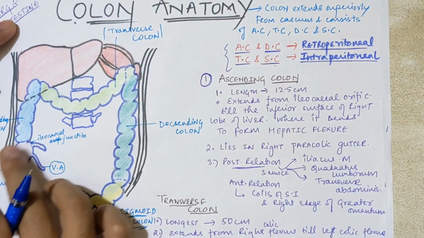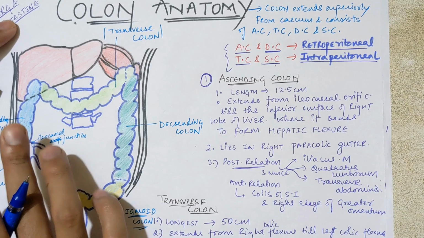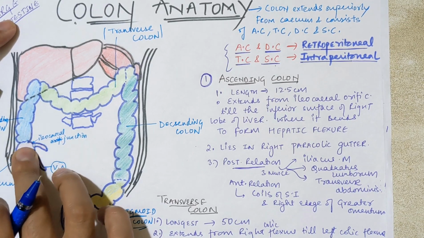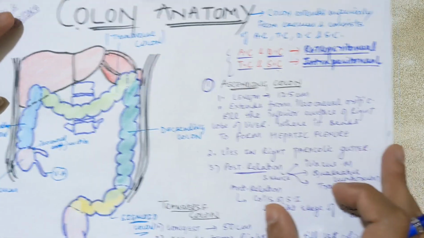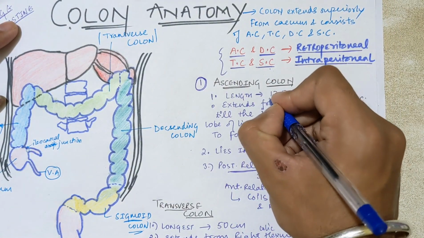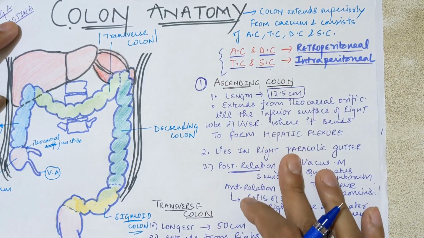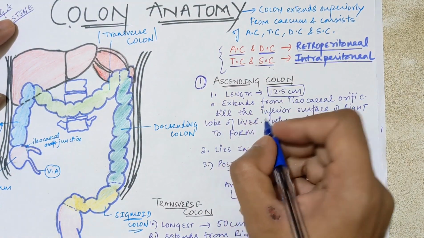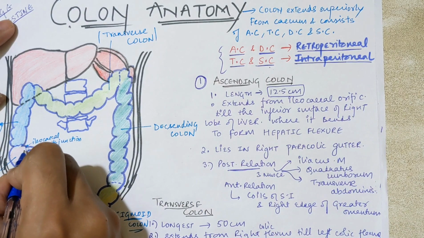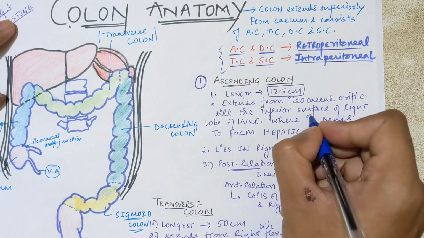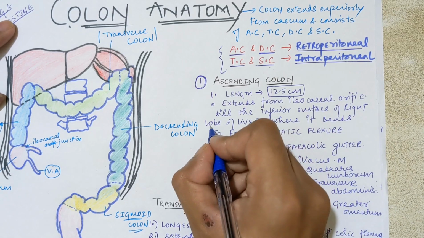As we discussed, the colon begins from the ileocecal orifice, or ileocecal junction, from where your ascending colon ascends upward. What is the length of the ascending colon? It is around 12.5 centimeters. It extends from the ileocecal junction till the inferior surface of the right lobe of the liver.